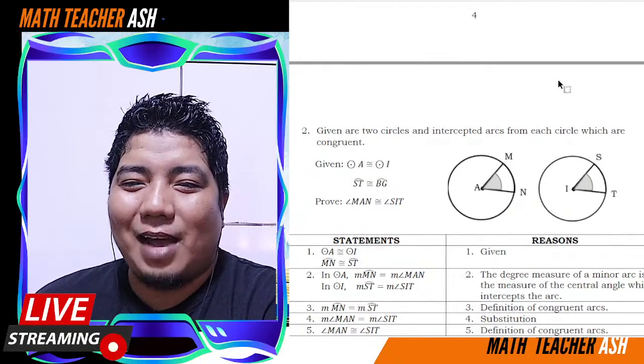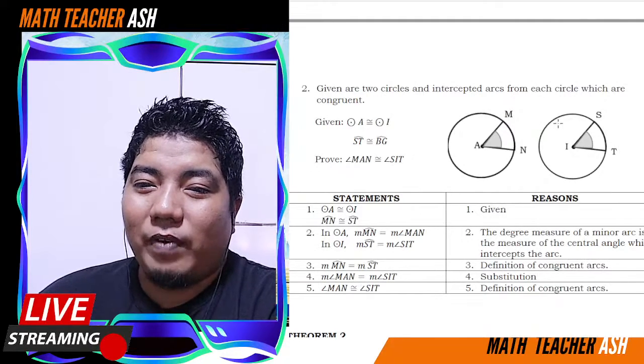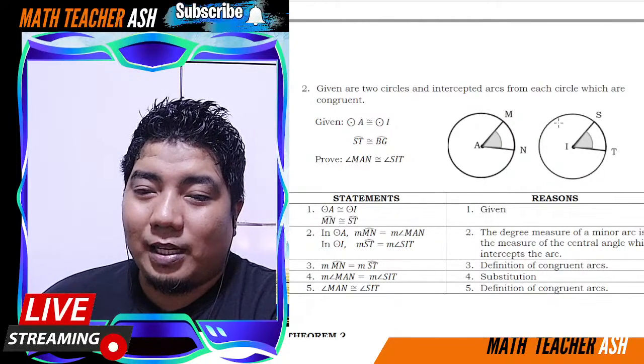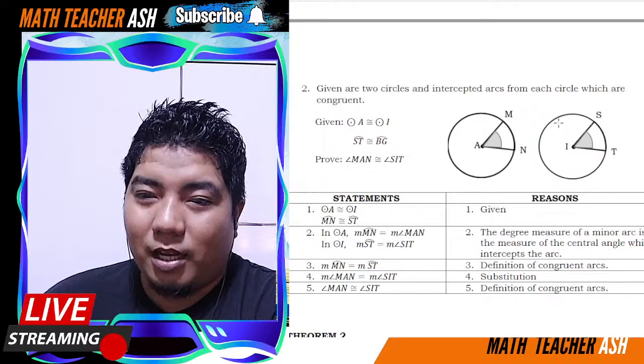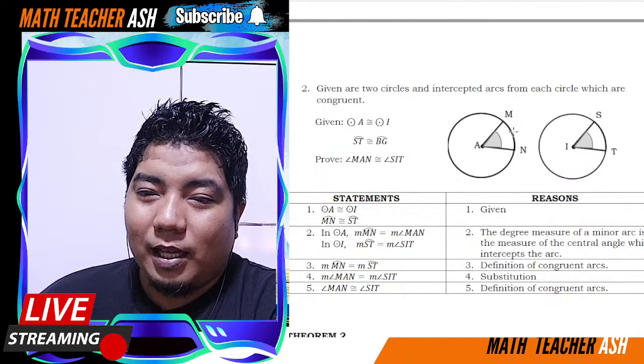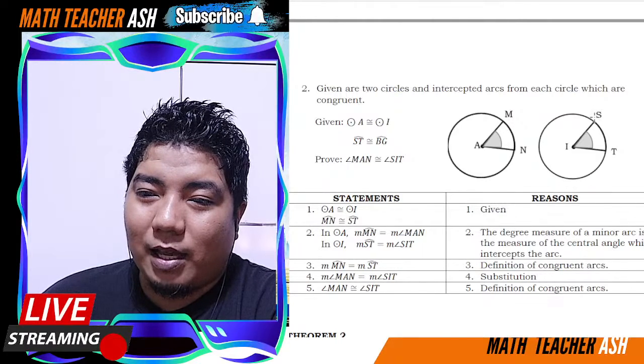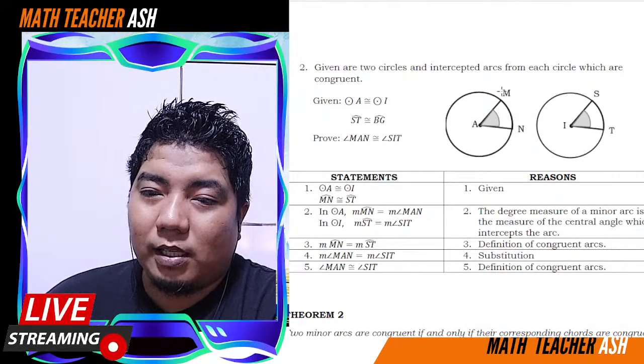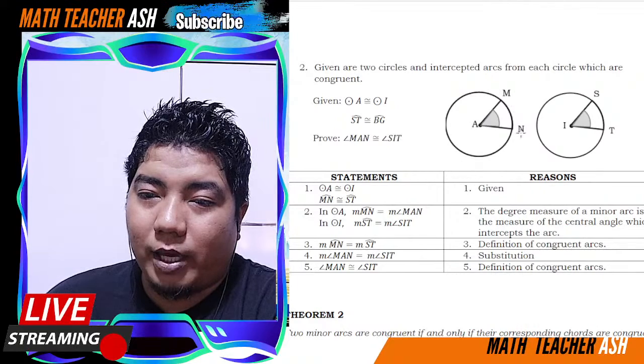Okay, so now let's go to number 2. Given are two circles and an intercepted arc from each circle which are congruent. So we have two congruent circles. Here, sinabi dito na angle, or let me just emphasize that this should be MN. Okay, MN ito ha.